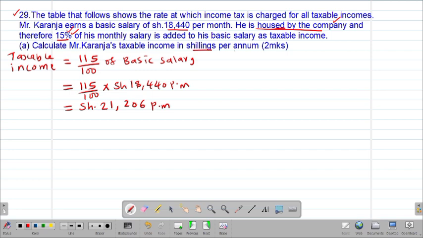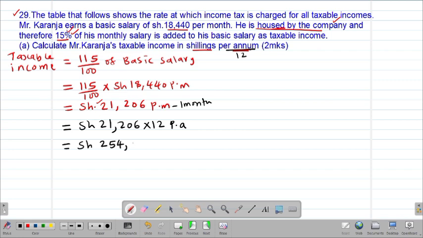They wanted us to calculate Mr. Karanja's taxable income in shillings per annum. So of course this one is already in shillings, so we just need to convert into per annum. Remember, per annum means per year. This is per month. Therefore, to get per year, remember 1 year is equal to 12 months. Therefore, per annum, we are going to take 21,206 shillings per month. Then, of course, if we multiply by 12, this one will change into per year or per annum. So you take 21,206 multiplied by 12. Your calculator is going to give you a total of 254,472 shillings per annum.